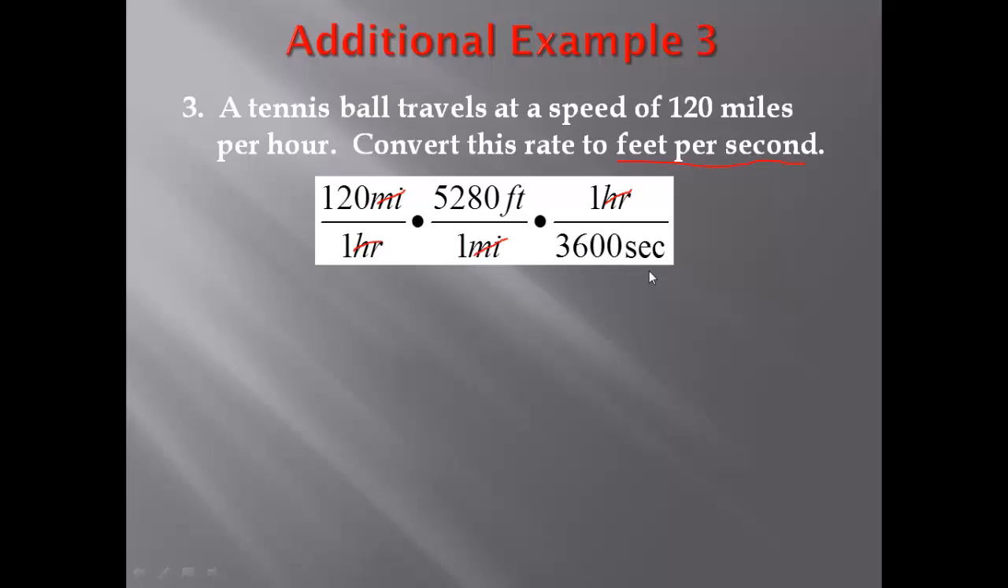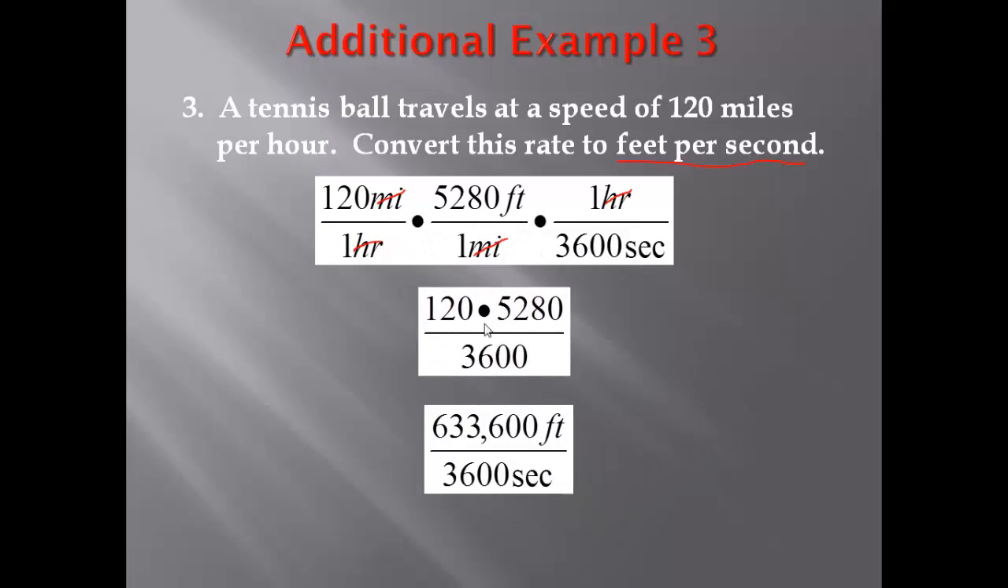Now I'll use my calculator to help me multiply. I'll be multiplying 120 times 5,280 times 1 for the top, and 1 times 3,600 for the bottom. When I multiply that, I'm going to get 633,600 feet over 3,600 seconds. Now I can use my calculator again to divide, and I will get 176 feet per second.